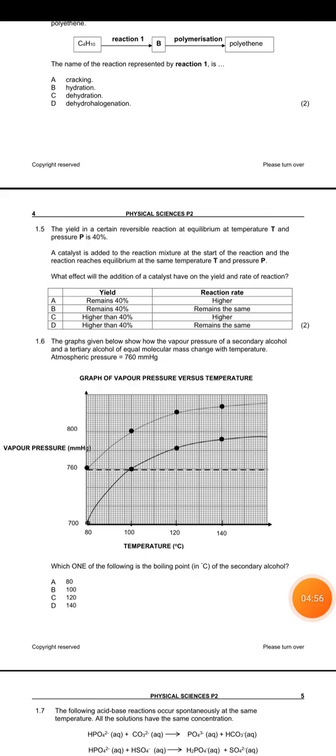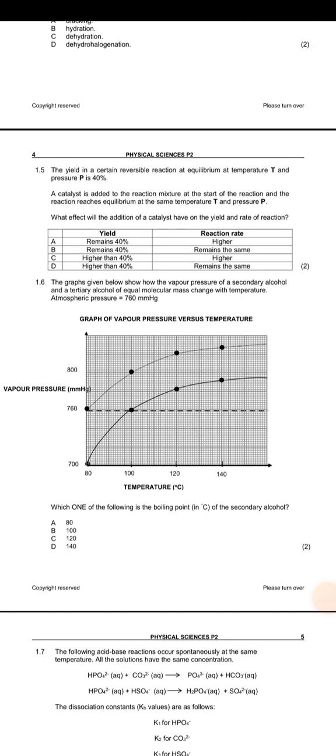Okay, then 1.5. The yield in a certain reversible reaction at equilibrium at temperature T and pressure P is 40%. A catalyst is added to the reaction mixture at the start of the reaction, and the reaction reaches equilibrium at the same temperature and pressure. What effect will the addition of a catalyst have on the yield and the rate of reaction?